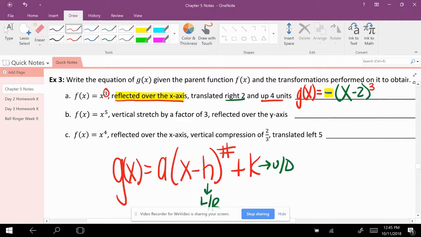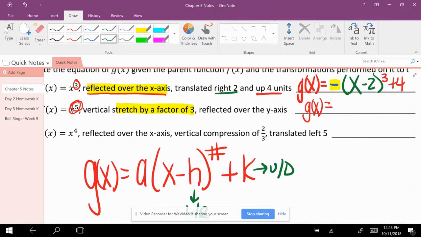Then up 4, would I have +4 or -4 at the end? +4, done. Again, taking it piece by piece. Sometimes it's not in order. So I always start with g of x here, equals something. I know I'm going to be working with the 5th power. It's going to stretch by 3. So is that going to be the a value, the h, or the k? Where would the 3 go for the a, the h, or the k? Very good, the a. Okay, so the 3 right here.